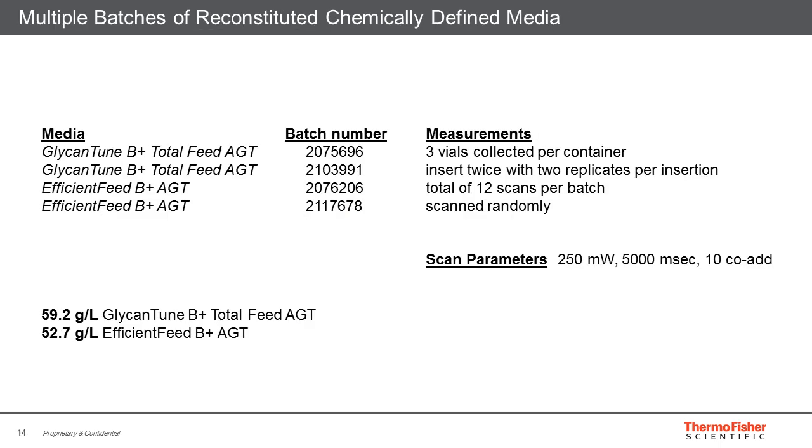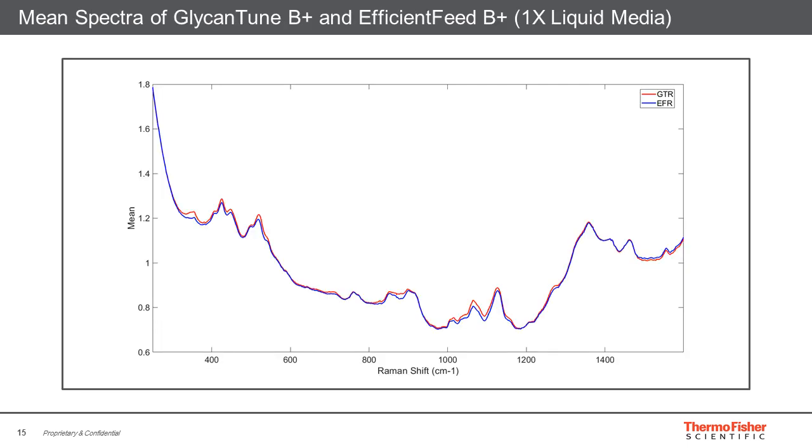So let's take a quick look at the reconstituted forms of these medias. For this study, the TrueScan acquisition parameters and protocol are the same as for the dry powdered study, and the medias themselves were prepared at 1x the normal use, so just typical normal use concentration. 59.2 grams per liter for the glycan tune B+, and 52.7 grams per liter for the efficient feed B+. Very similar use concentrations and already very similar makeup.